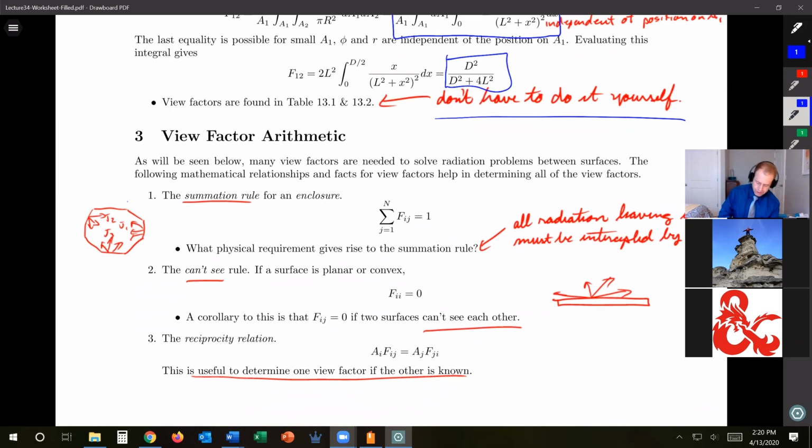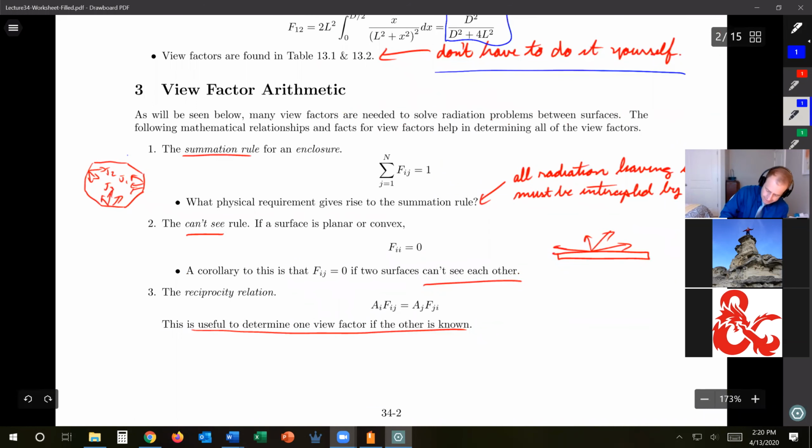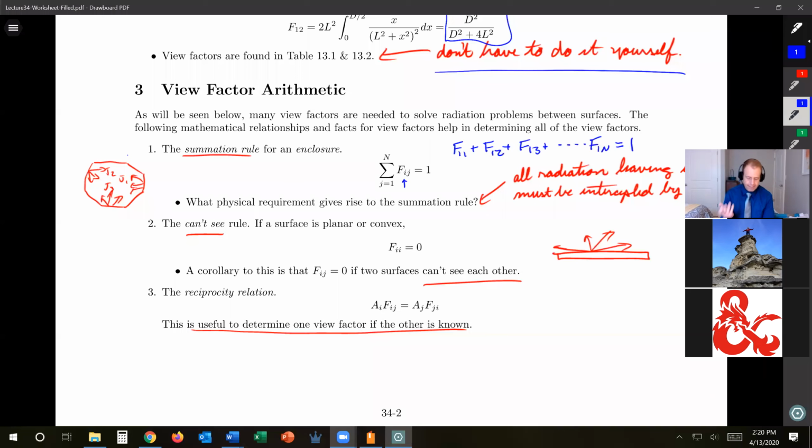The first one's the summation rule. What does it mean? Notice i doesn't change in this summation. And so what that means is F11 plus F12 plus F13 and so on, all the way up to F1n equals 1. That's one of the rules you can use. n is the number of objects. If you just have 2 objects, then it would be F11 plus F12 equals 1.